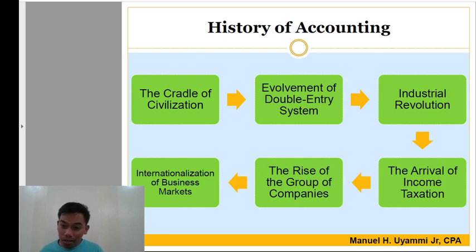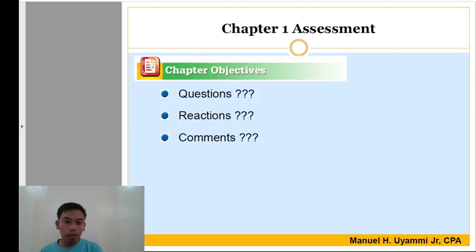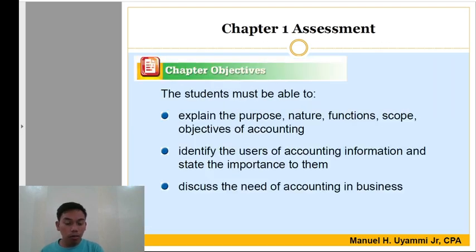So, this is the history of accounting na at the end of my topic, you must be able to explain the purpose, nature, functions, scope, objectives of accounting, identify the users of accounting information, discuss the need of accounting in business.